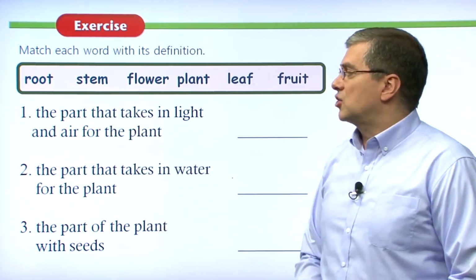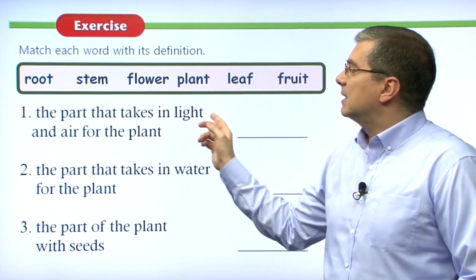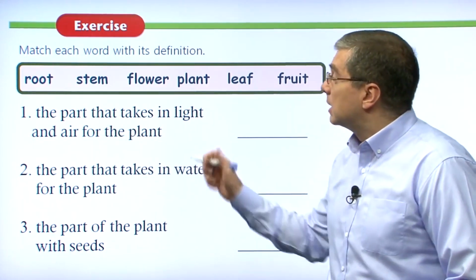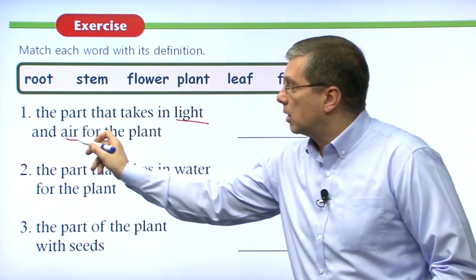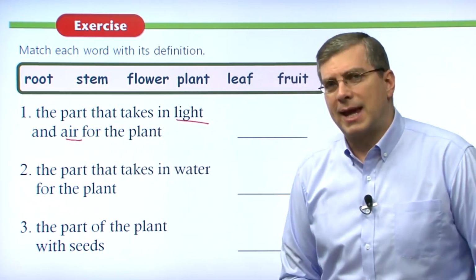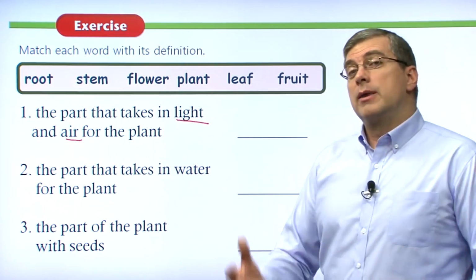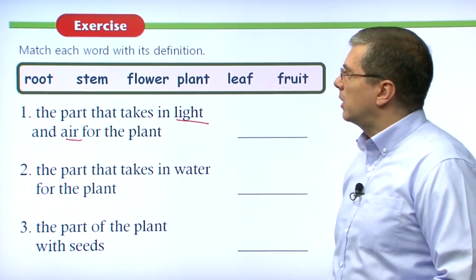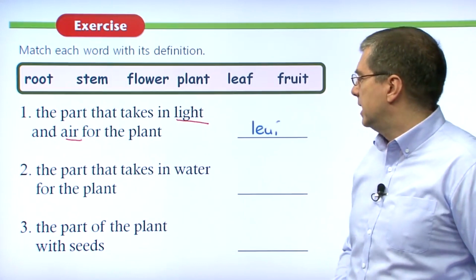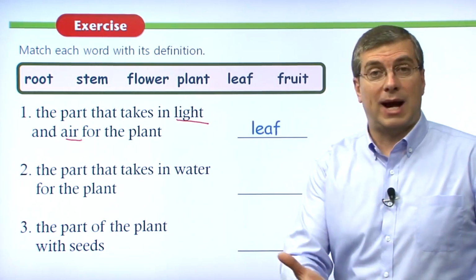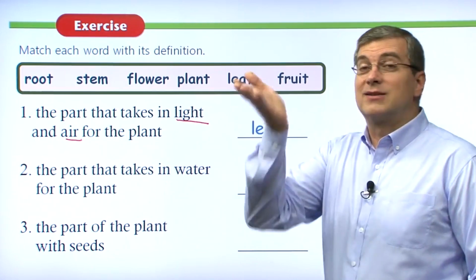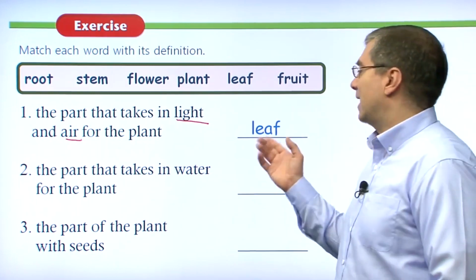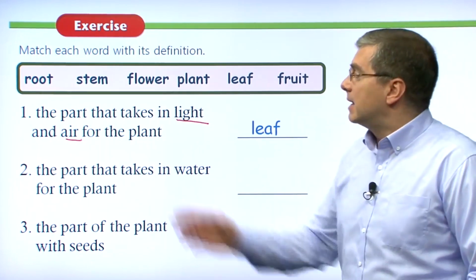The first question is, the part that takes in light and air for the plant. That's important. Which part of the plant did we talk about that takes in light and air, two important things for the plant to grow? If you guessed the leaf, you are correct. Of course, it must be the leaf, right? It's not the roots. The roots are underground. They can't take in light. There's no light underground. So it has to be the leaf, right? Okay, that's the first one.